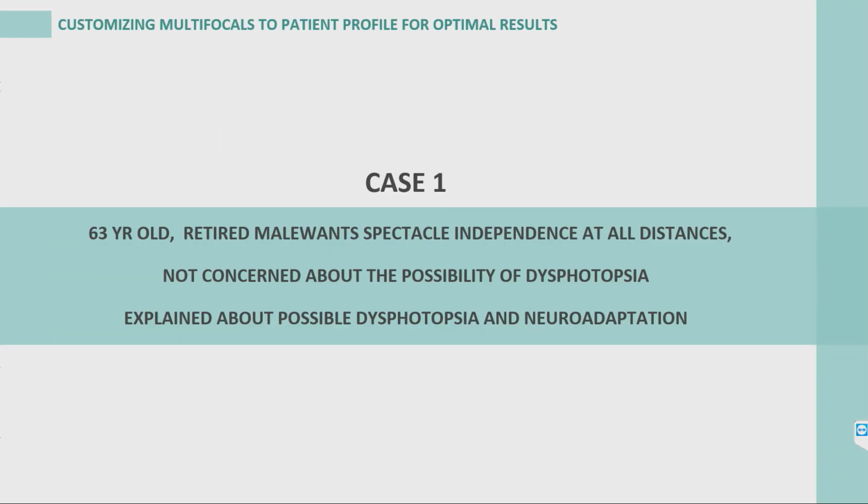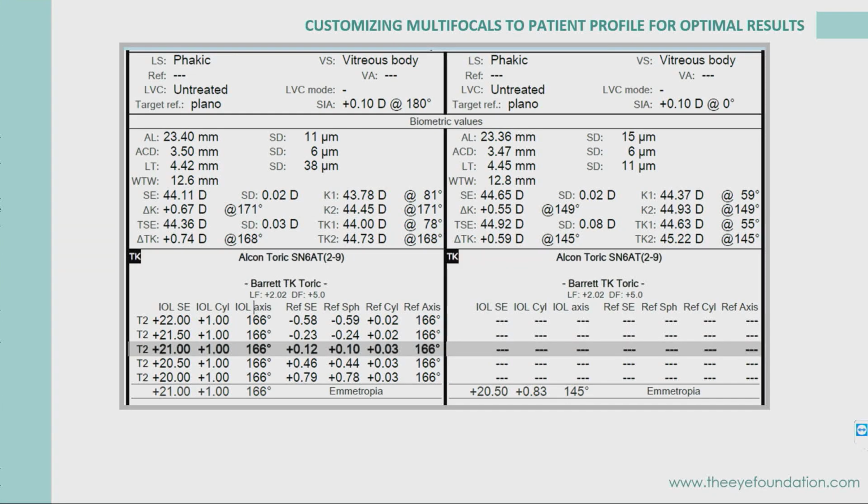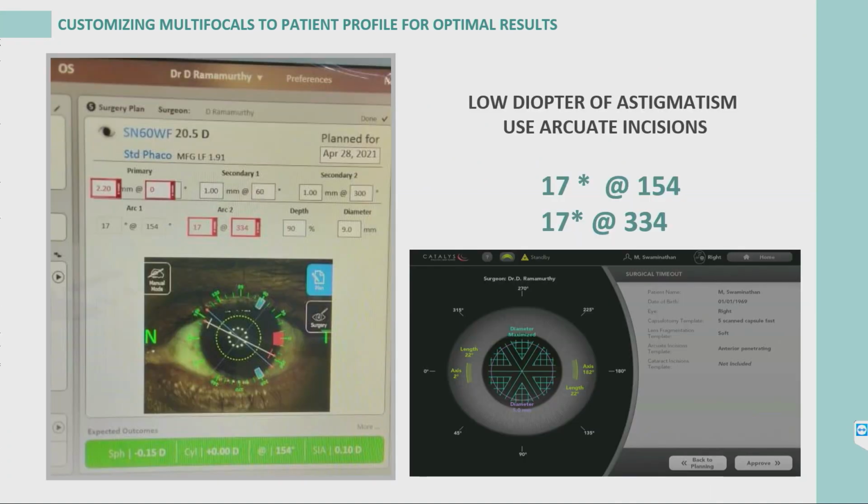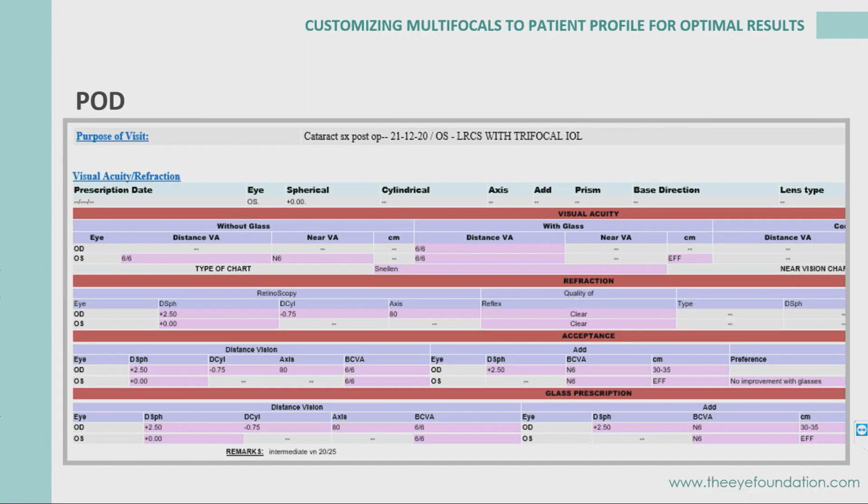So if you look at this case, a young middle-aged man, he is not concerned about the dysphotopsia, but he wants independence for distance. Then you look at the astigmatism, 0.74, 0.59. These need correction, and you know that post-op astigmatism is the enemy. So if you are on a femtocataract platform, do an arcuate keratotomy, because you have a real-time OCT, you have the pachymetry, you have the topography to do justice to this small astigmatism, treat him and get him rid of it, and he did well.